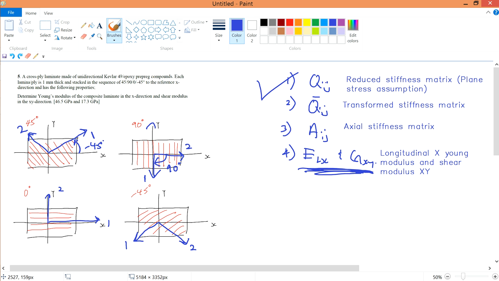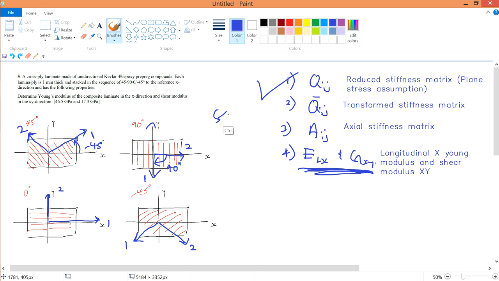In the previous video, we talked about the Qij, finding the stiffness matrix for all the plies. Only the plies, without the angle yet. So in this video, we'll talk about the transformed stiffness matrix, where we transform each ply into a certain direction, that is the XY direction. Previously they are all in their own 1-2 direction, with their own stiffness matrix.